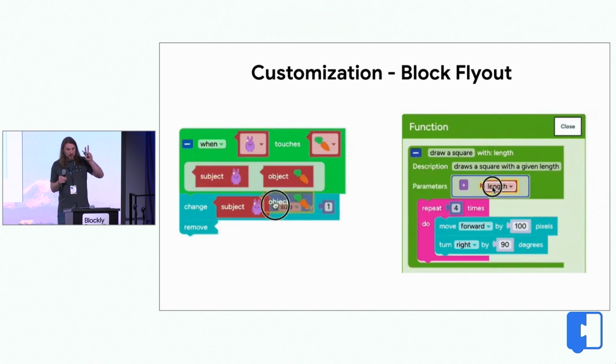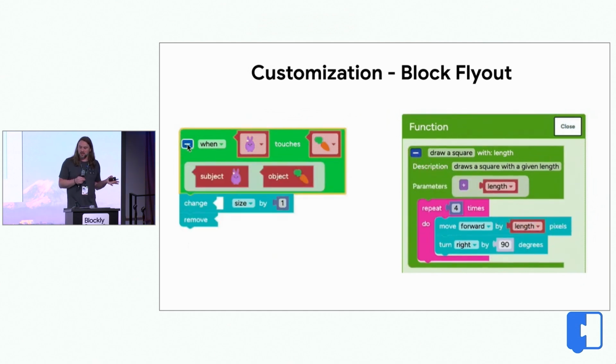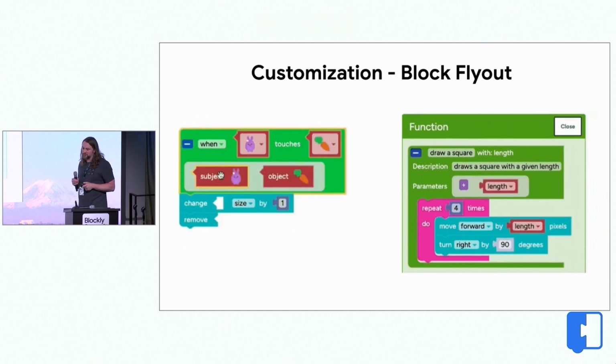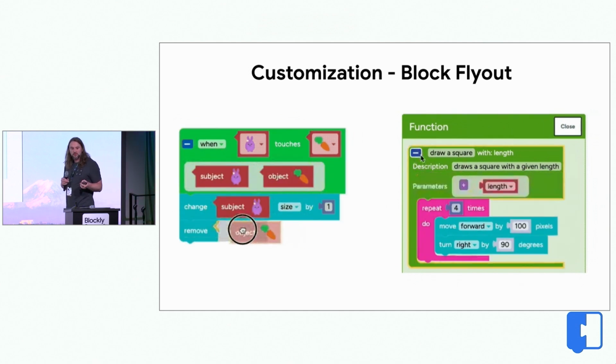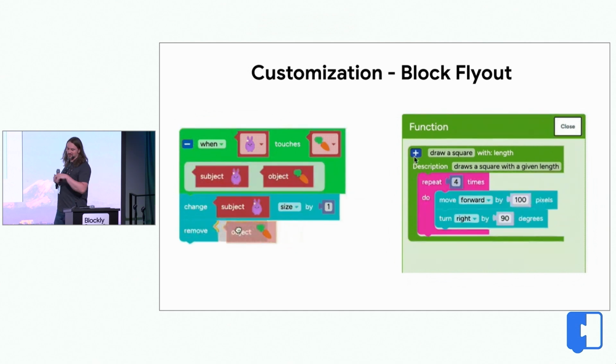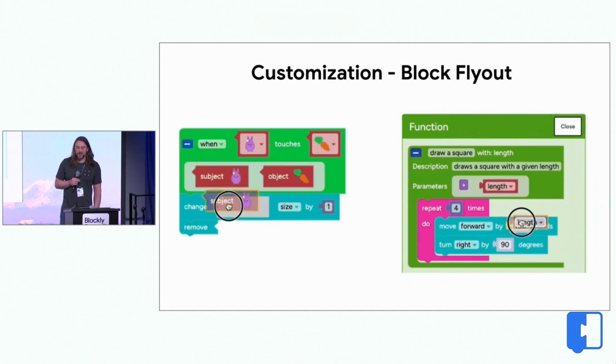These blocks include a flyout in the block that provides context-specific other blocks, such as sprite pointers and parameters for functions, that help students focus on learning a new concept without having to require them to look through a large categorized toolbox.